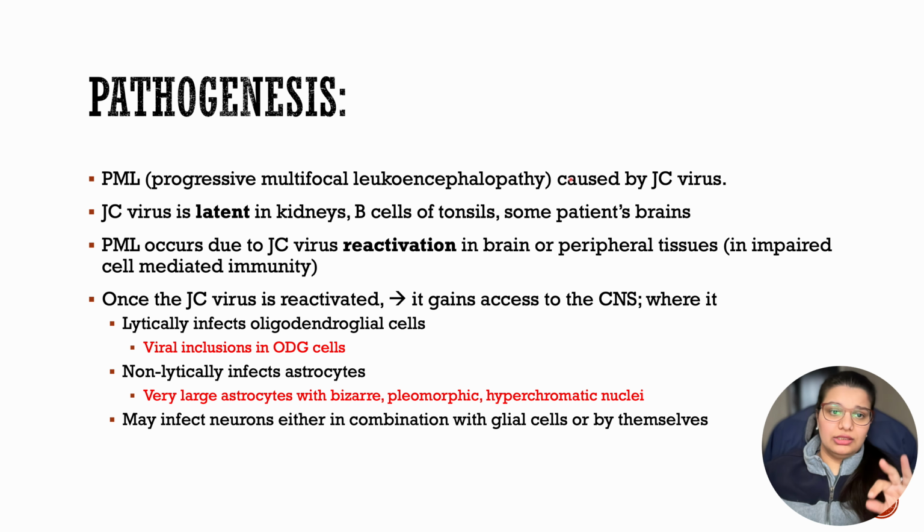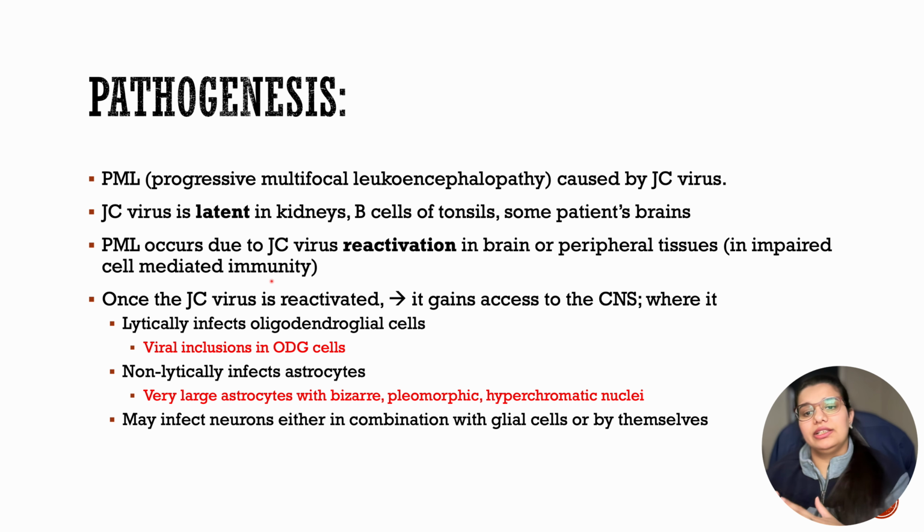It's normally latent within the kidneys, in the B cells of tonsil, and in some patients within the brain. But how does this infection occur? Normally it is latent, but if a patient has any disorder by which his cell mediated immunity is impaired, then this virus is reactivated, and that is where the disease starts. So it reactivates in the brain and in the peripheral tissues, and once reactivated, it gains access to the central nervous system, where it lytically infects the oligodendroglial cells, and we see viral inclusions within them. I've shown you the histologic image before, that's characteristic for it.